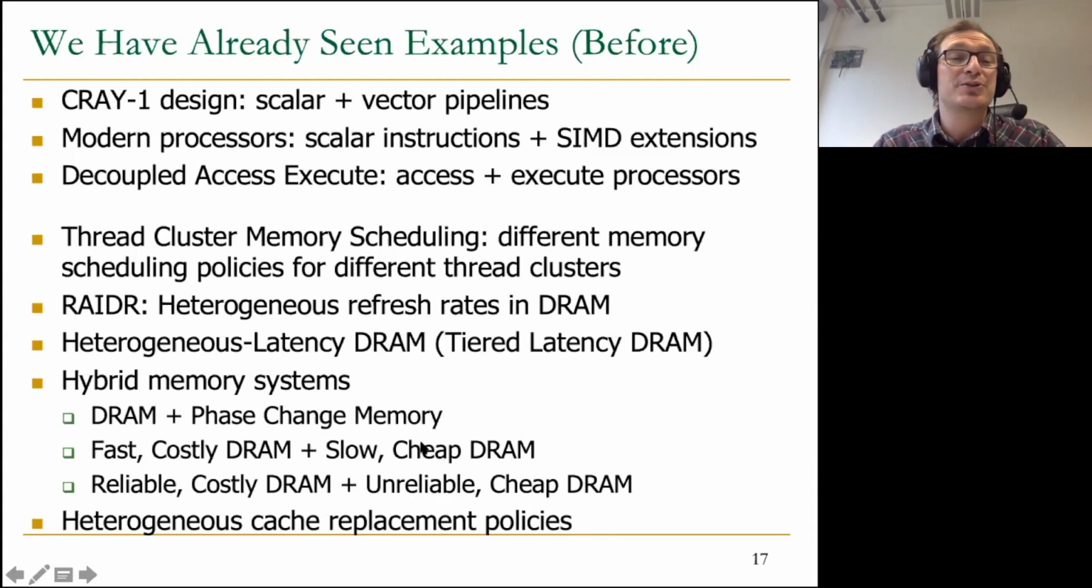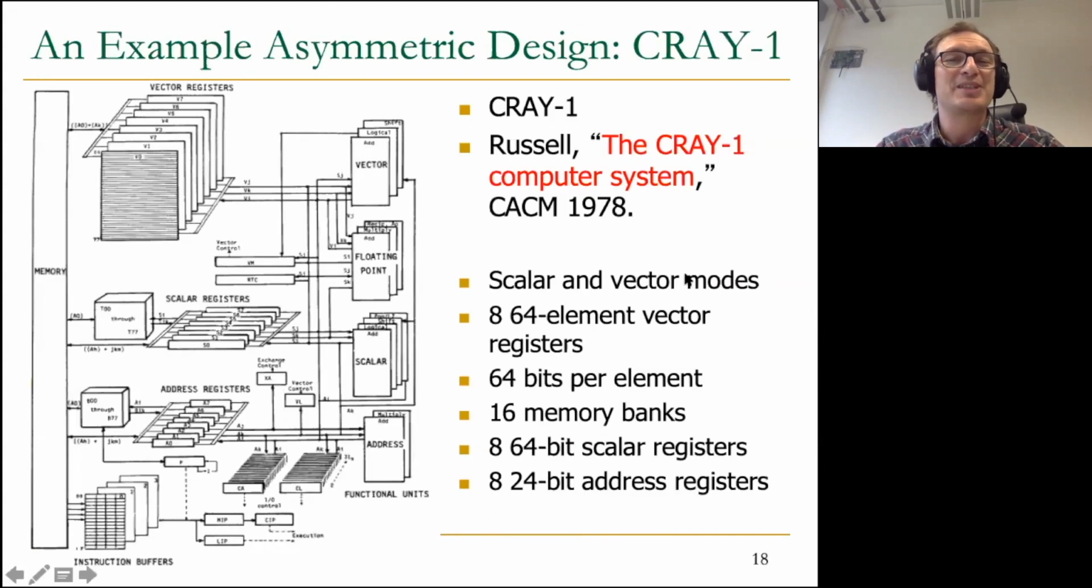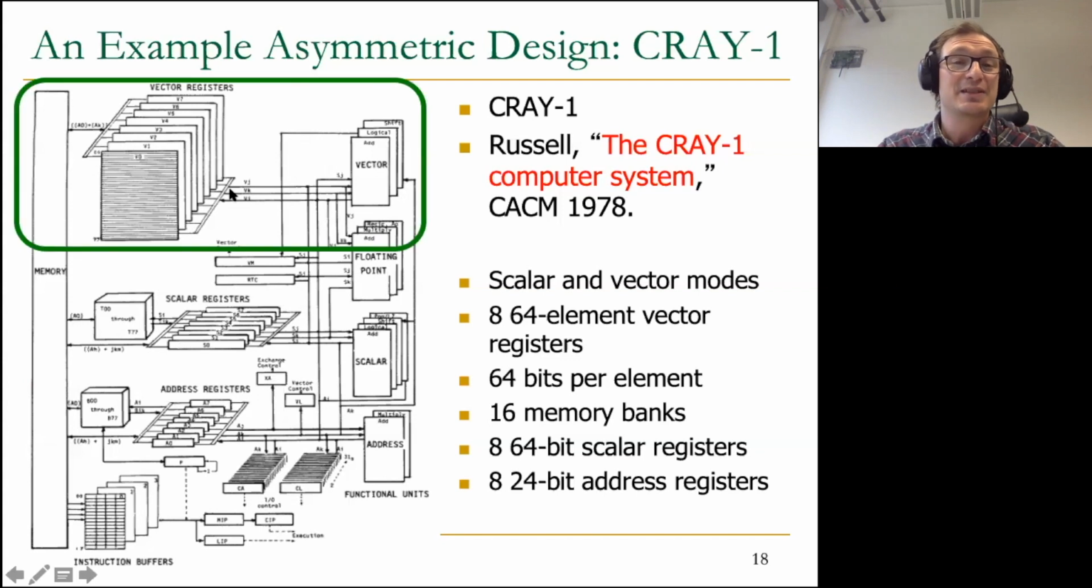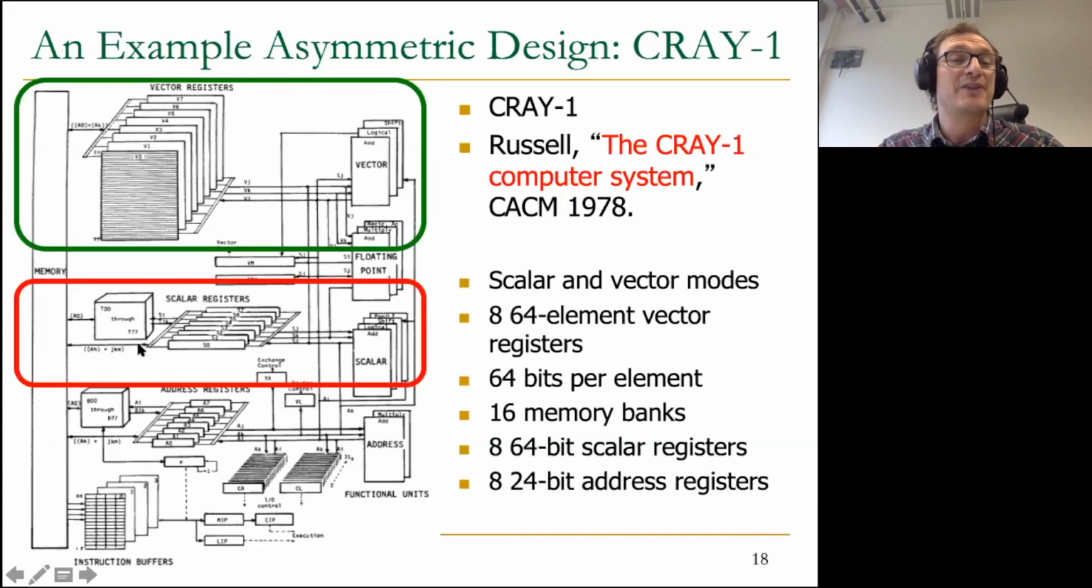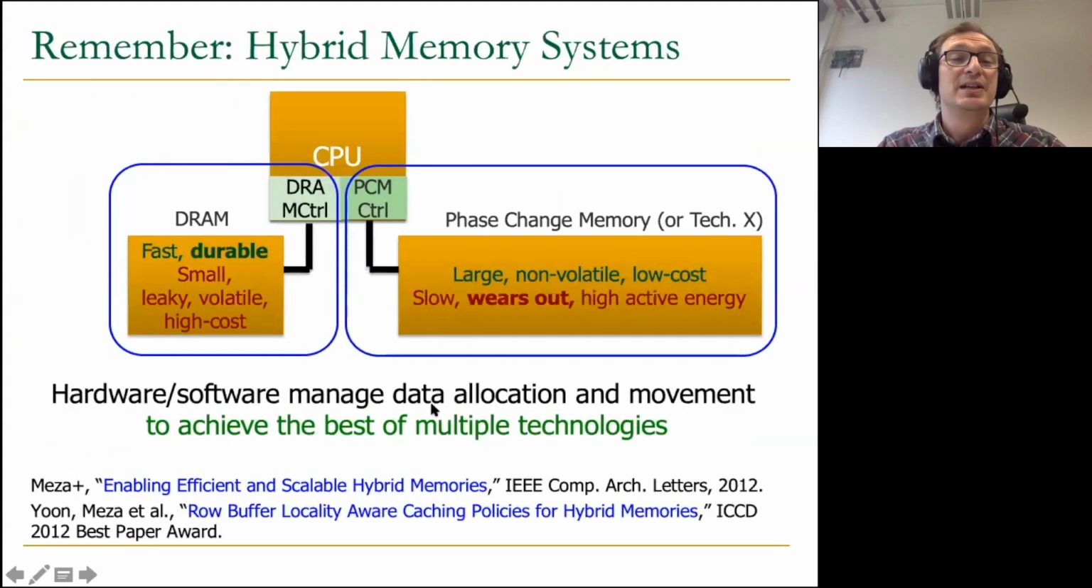So you're already used to the concept of asymmetry, clearly. And let me jog your memory from digital design and computer architecture. This is Cray 1, and you can see that it has a beefy vector unit, but it also has one of the fastest, actually the fastest, scalar units of its time. And this is a heterogeneous design, and there's more heterogeneity clearly, as you can see. And we talked about hybrid memory systems. Hopefully you remember that easily.